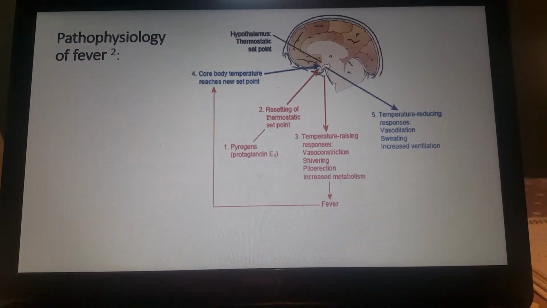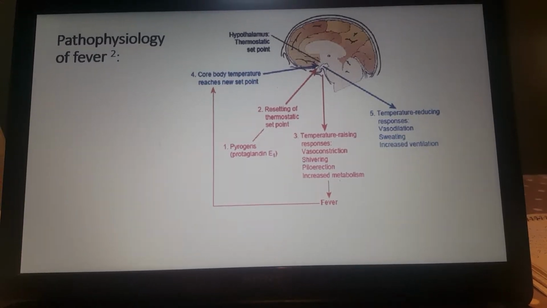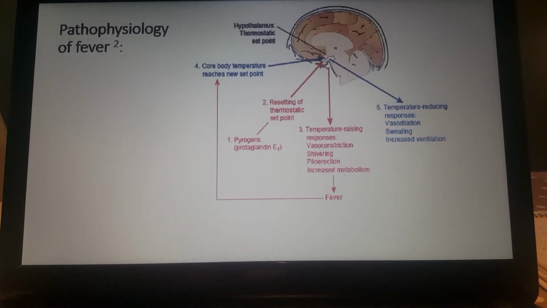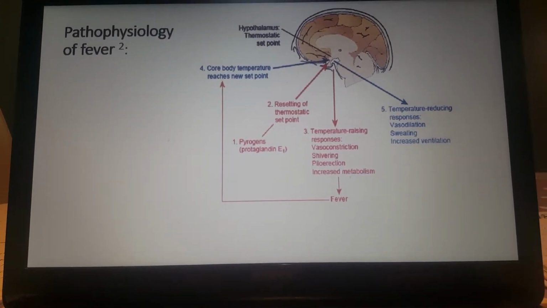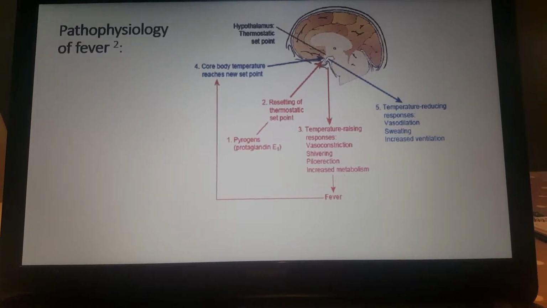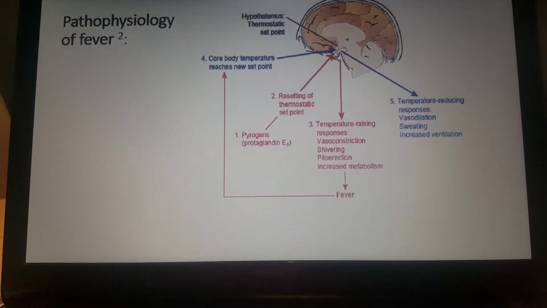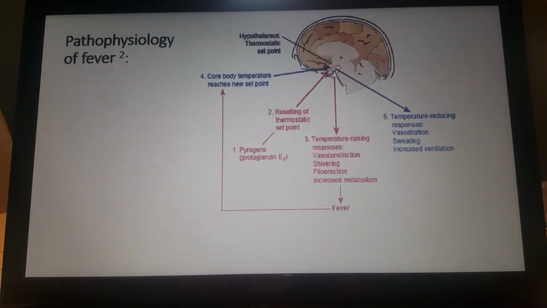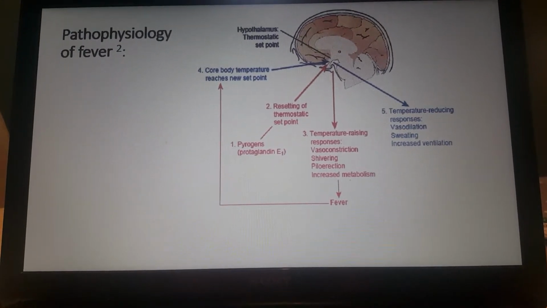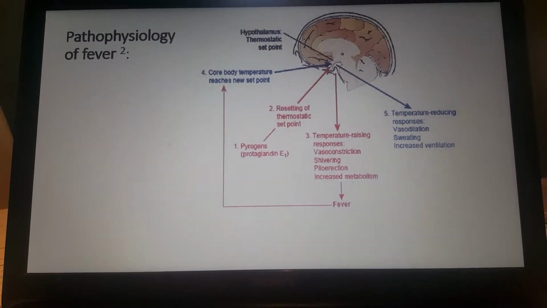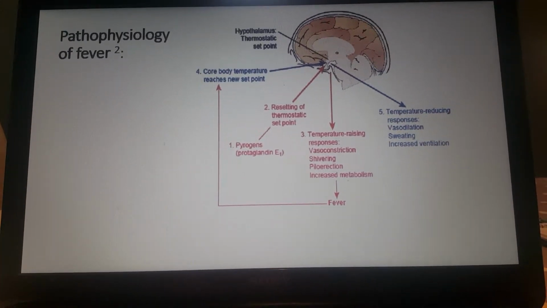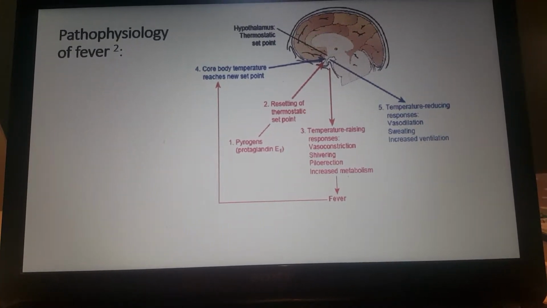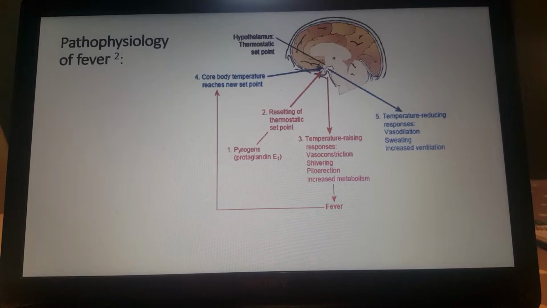of the anterior hypothalamus, and this is done by leading to liberation of arachidonic acid, which is metabolized to prostaglandin E2, and that acts on the hypothalamic thermostat, and you end up in position 3, where you get temperature raising responses, so you get vasoconstriction, shivering, piloerection, and increased metabolism, which leads to fever. Fever then feeds back to number 4, where you end up with a core body temperature reaching a new set point, and then you end up at position 5, where you end up with temperature reducing responses through vasodilatation, sweating, and increased ventilation.